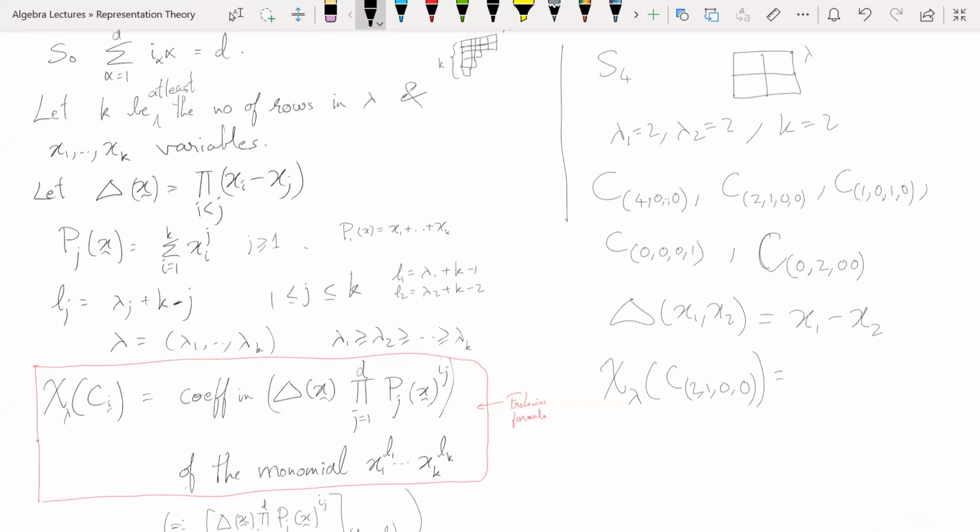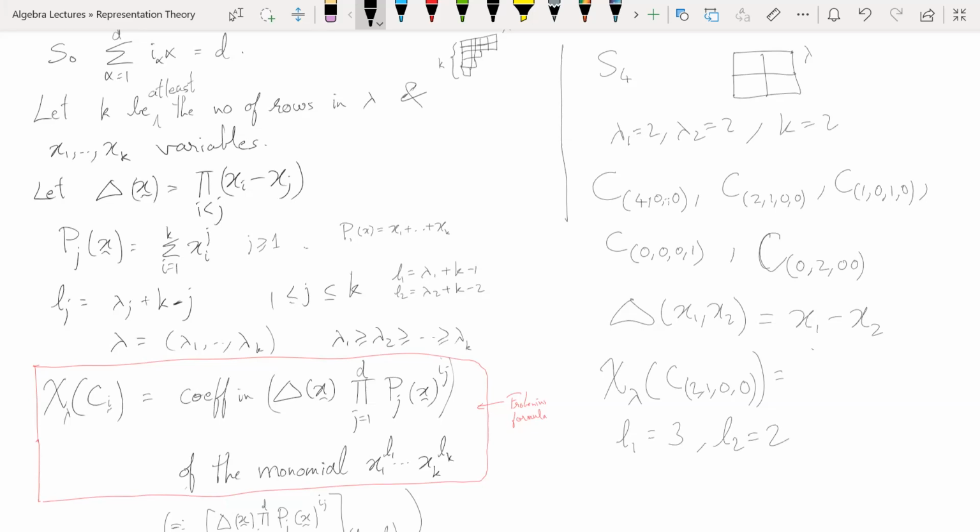So what will this be? We have to take delta x, L1, L2, etc. I have to compute. So what is L1? L1 is lambda 1 plus k minus 1. So lambda 1 is 2, and lambda 2 is also 2, plus k is 4. So L1 is 3, and L2 is 2.